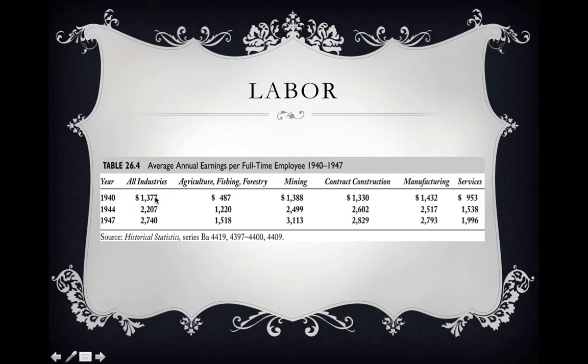For example, annual earnings for all industries increase. If we take a look at agriculture, fishing, and forestry, we actually see a threefold increase, a doubling for all industries, but for agriculture we see a threefold increase. Mining, we see roughly a doubling of annual income per employee. Construction, we see a doubling, and in manufacturing, we roughly see a doubling.